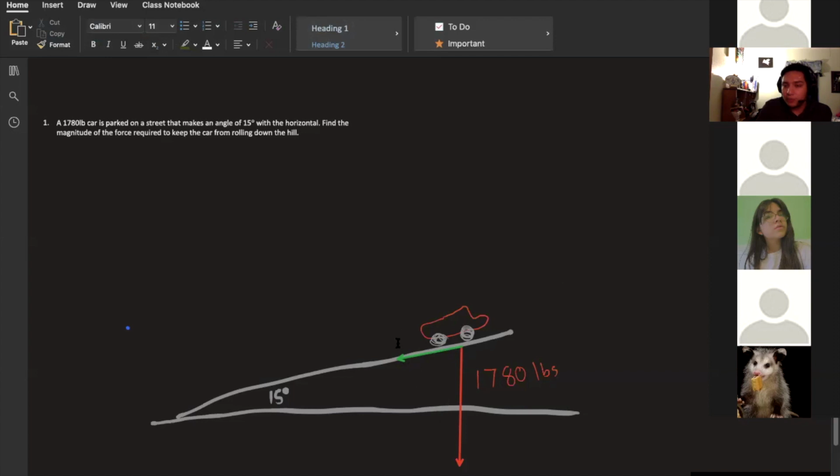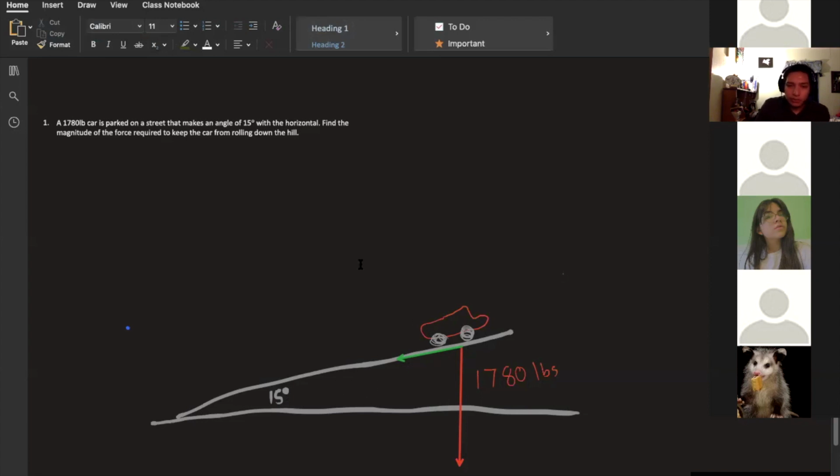We're going to find the force that it would take to make this car roll down the hill, or the force that it would take to stop this car from rolling down the hill. They're going to be the same forces, right? The force that's going to take to make it roll down the hill, or the force that's going to take to stop it, is going to be the exact same. And of course, anything over that number is going to make it roll down, and anything under that number is going to make it stop.